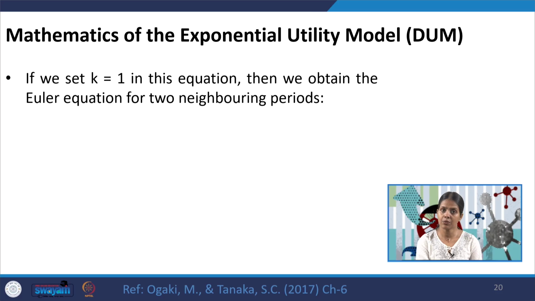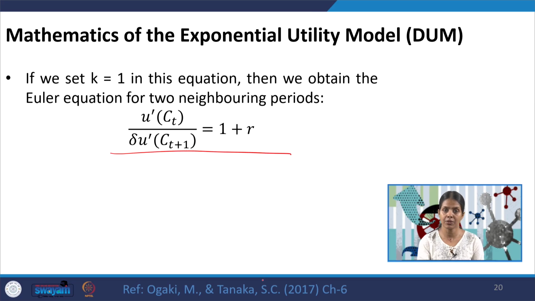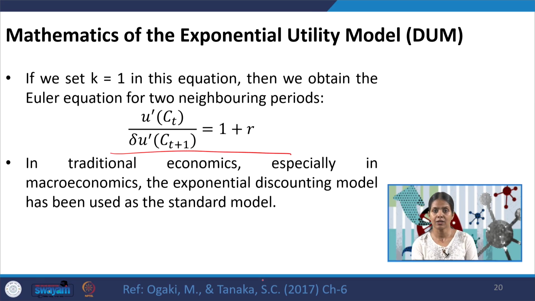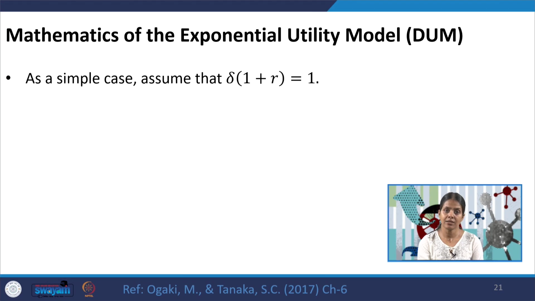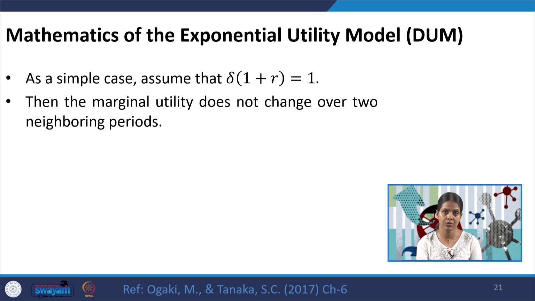If we set k equals to 1 in this equation, then we obtain the Euler equation for two neighboring periods with which we are already pretty much familiar. In traditional economics, especially in macroeconomics, the exponential discounting model has been used as the standard model. Both the permanent income hypothesis and life cycle hypothesis, which are the key consumption theories in macroeconomics, depend on the above equation. As a simple case, we assume that delta into 1 plus r equals to 1.